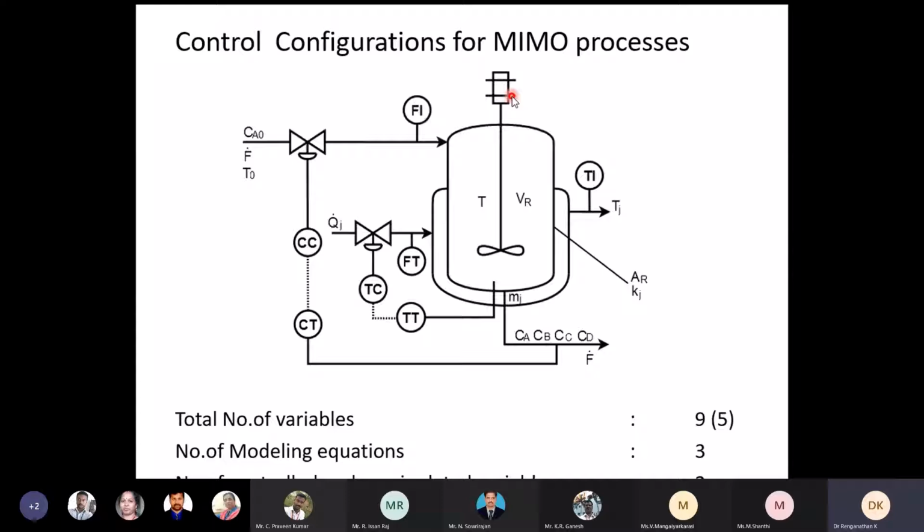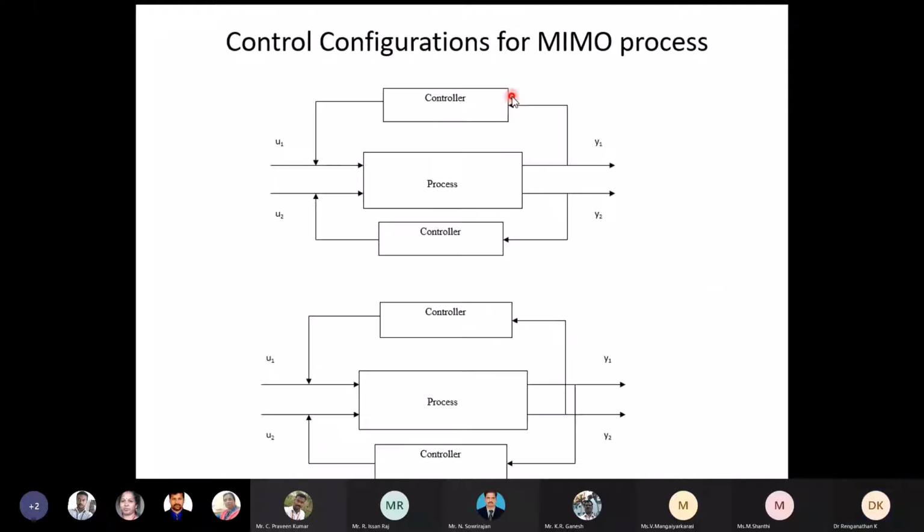This is the important thing for any MIMO process: to identify these variables, the equations, the controlled variables and the manipulated variables. Once we are able to identify this, it will be easier for us to formulate the equations. This is a simple configuration when we talk in terms of a MIMO process. We have 2 inputs and 2 outputs, so we have 2 controllers. This is a typical MIMO process.